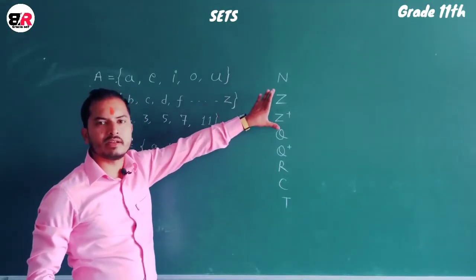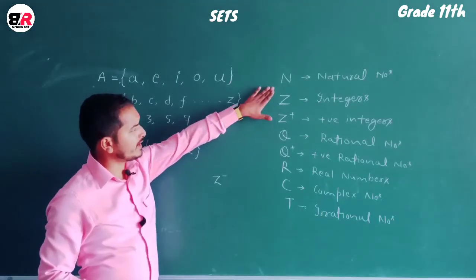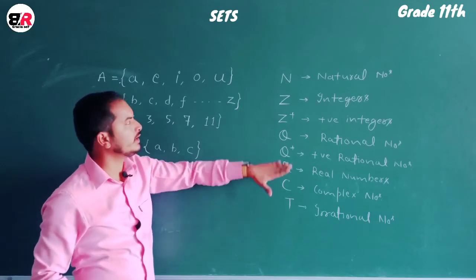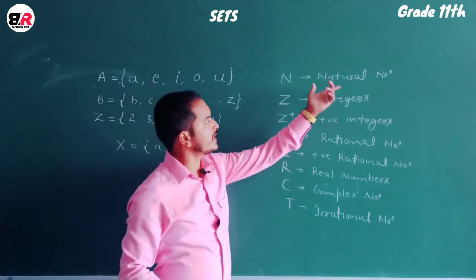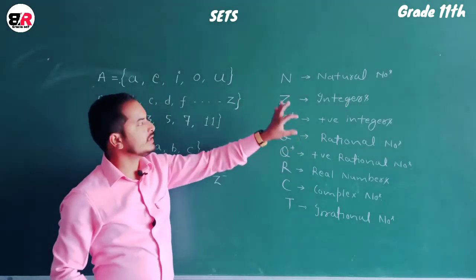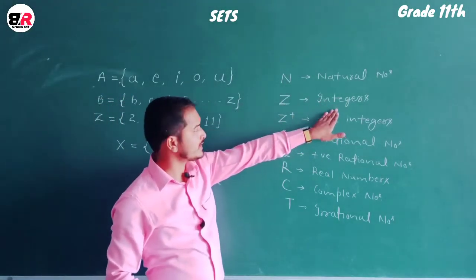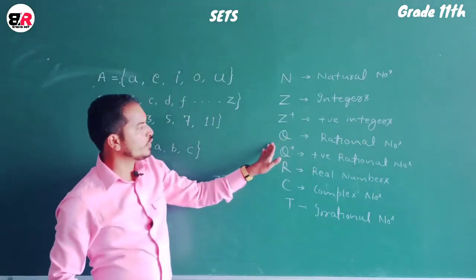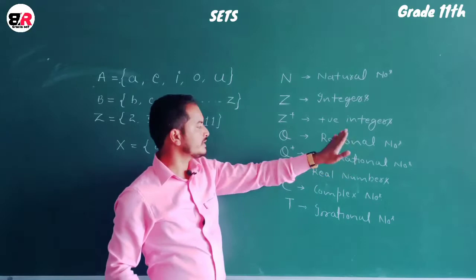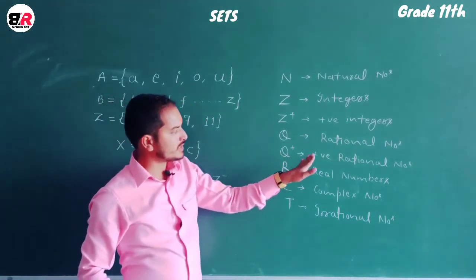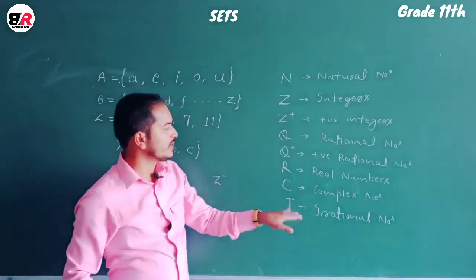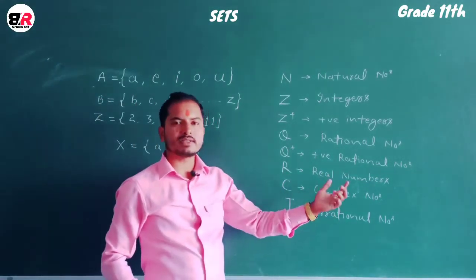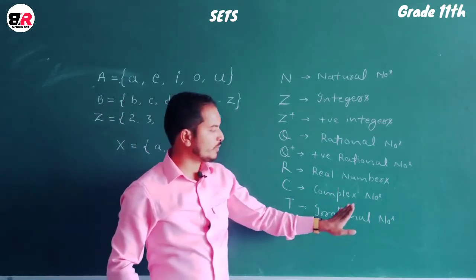Here I have written some capital English alphabets, that are N, Z, Z positive, Q, Q positive, R, C and T. N will denote the set of natural numbers, while Z will denote the set of integers, Z plus will denote the set of positive integers, Q will denote the set of rational numbers, while Q positive will denote the set of positive rational numbers. R will denote the set of real numbers, C will denote the set of complex numbers, while T will denote the set of irrational numbers.